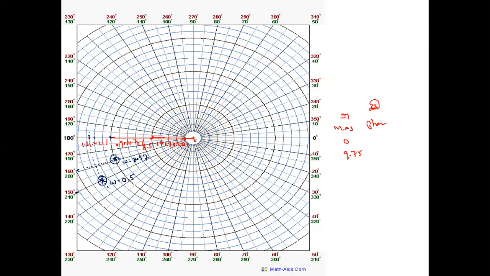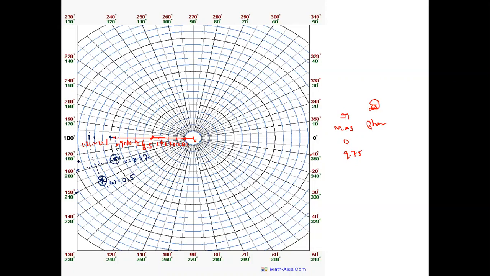Okay, done. Next, omega 0.59, sir. What is the radius? 0.943. Okay, this is the radius, and the angle is minus 168 degrees.